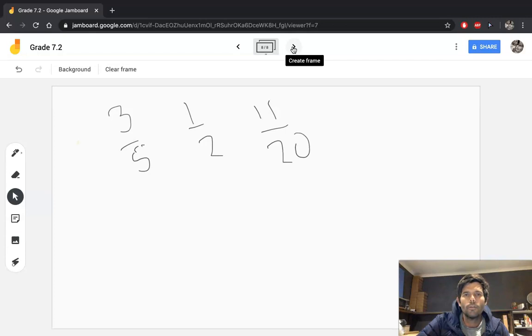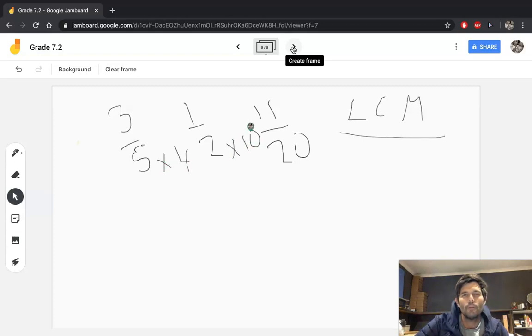So I now need to look for the lowest common multiple. You would have heard that before because we covered it a couple of lessons ago. What is the lowest common multiple of 5, 2, and 20? If I wrote out the multiples of 5, 2, and 20, what is the first number that would appear in each set? That would be 20. So how do I get 5 and 2 to 20? I multiply that by 4, and I multiply that by 10.